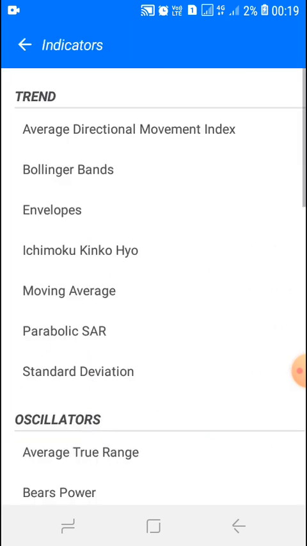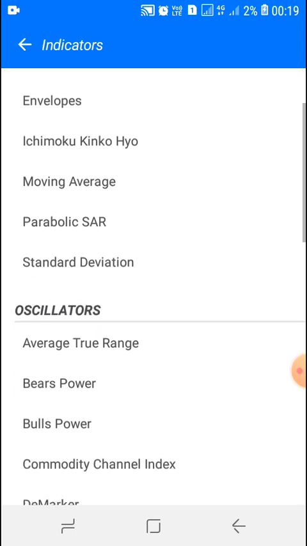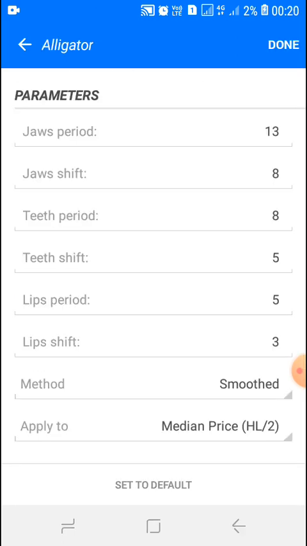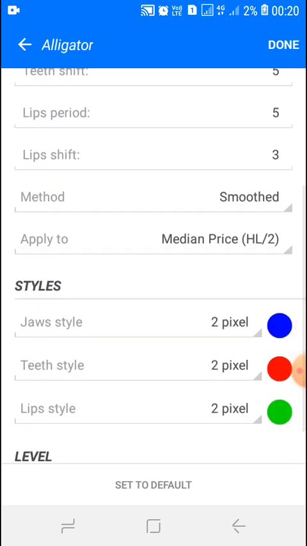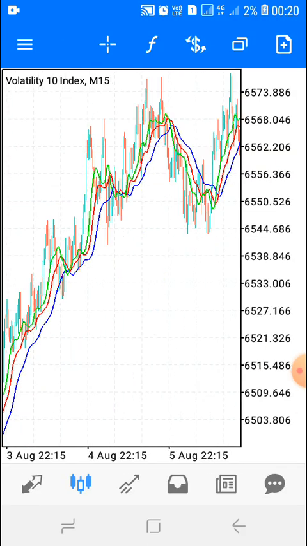Okay, so check this out. The first indicator we're going to need for this strategy is our alligator. Right now, you want your parameters to look like this. The Jaws period should be 13, Jaws shift 8, Teeth period 8, Teeth shift 5, Lips period 5, Lips shift 3, method smoothed, apply to median price, high low 2. Styles: Jaws 2 pixel blue, Teeth 2 pixel red, Lips 2 pixel green. Okay, so this is how it's going to look like.